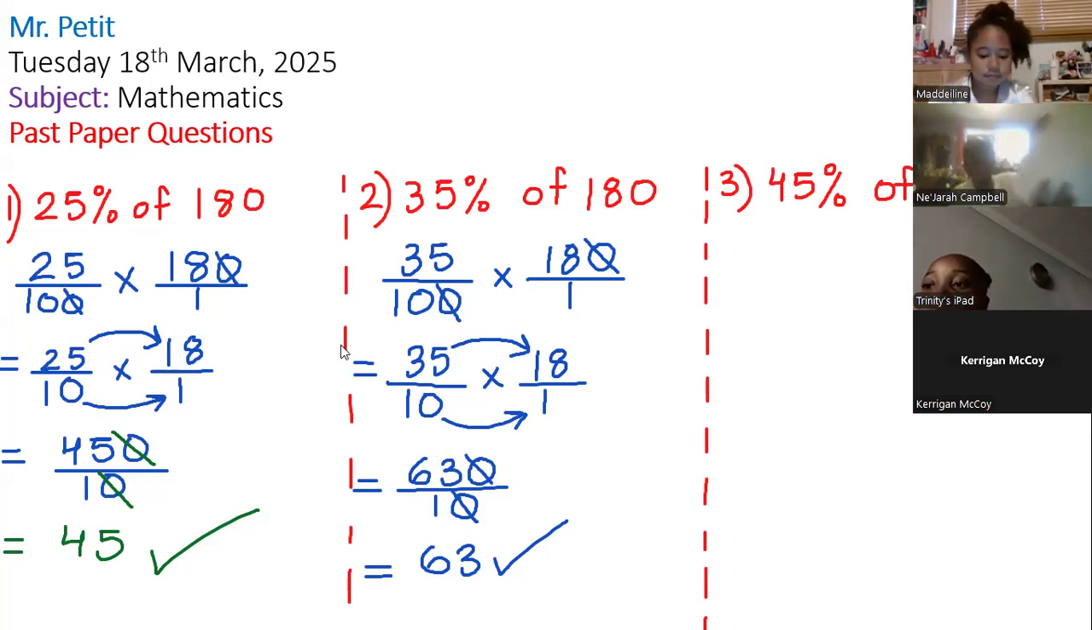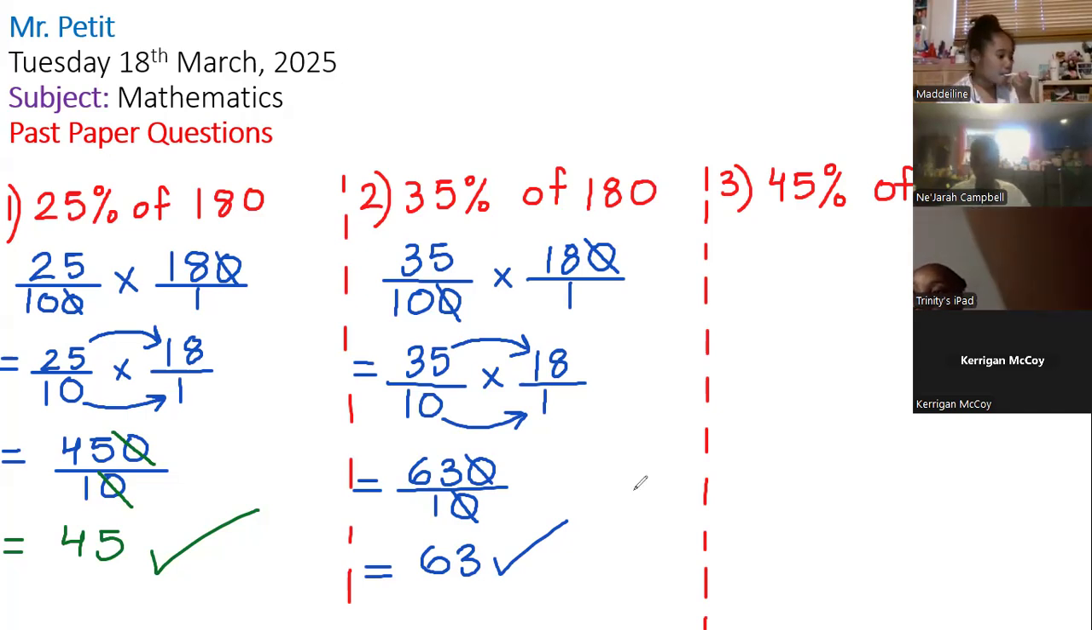Show me your working. Take a picture of it and send it to me. Maya, take a picture of your work and send it, please. I need proof. Maya, Madeline, take a picture of your work and send it to me. I need all three, please. I sent it. Let me see. Okay, good.